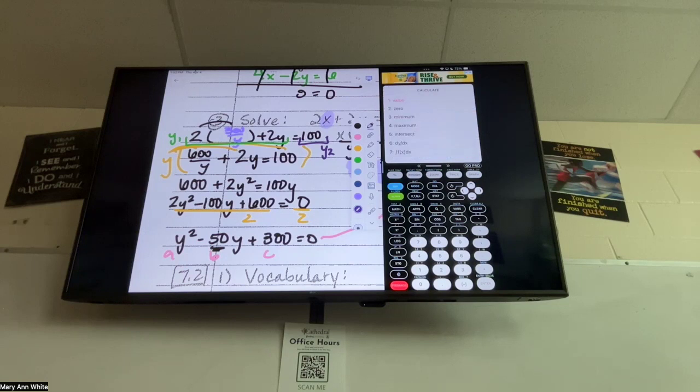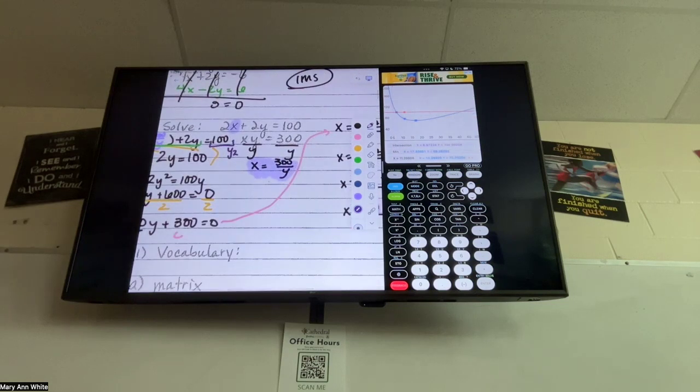So second, trace, intersect. It's been a while since we've done that, but you guys know how to do that. So one of my answers for Y is going to be 6.97. I'll round it up to 7. And then my other answer, do my intersect on the other side, 43. 43, perfect. So it could be 7, it could be 43.